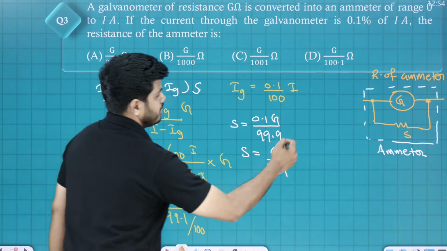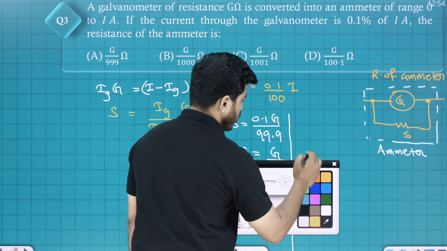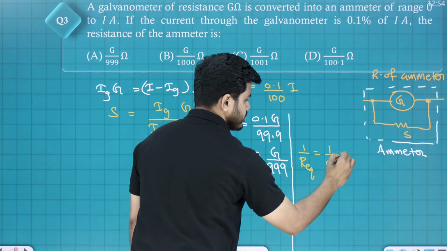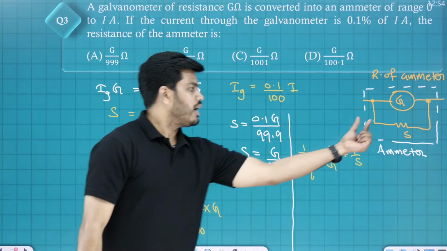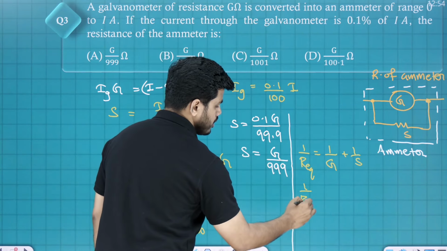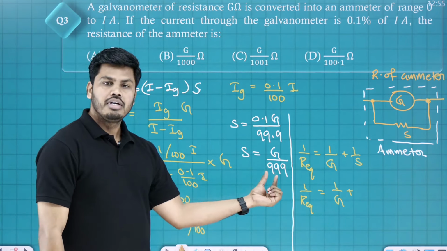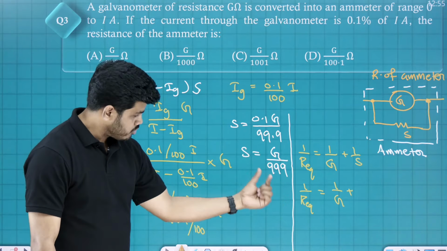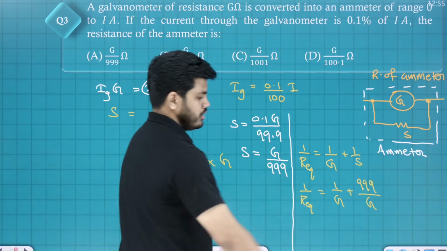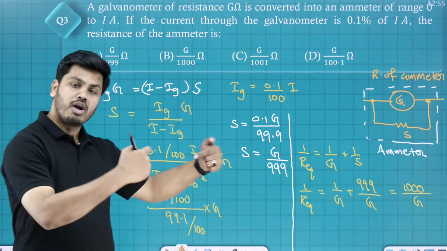Okay, see, if you know that, we can find out the R equivalent now, right? We have to find out the total resistance, and the total resistance 1 by R equivalent is going to be 1 by G plus 1 by S, because they are connected in parallel, we know. Yes, so what is 1 by R equivalent? 1 by R equivalent is 1 by G, okay, nothing to do there. What is S? S is G by 999, right? So then 1 by S is going to be 999 divided by G. See, we have the same denominator. It is going to be what? 1000 by G. That is actually 1 by R equivalent.